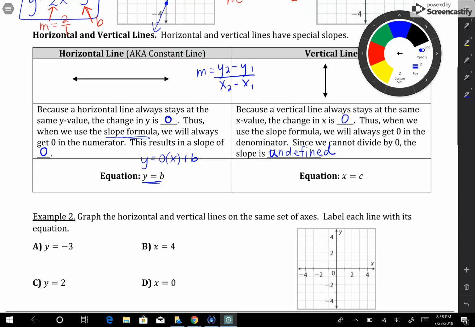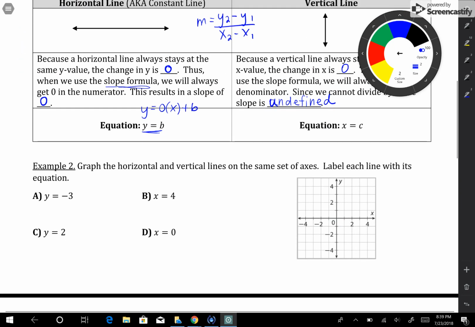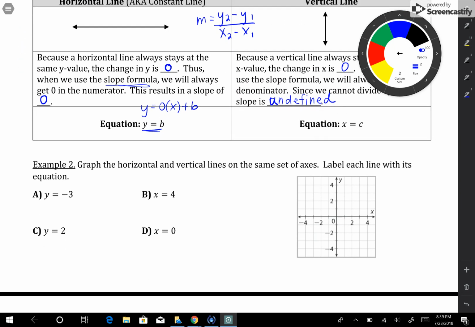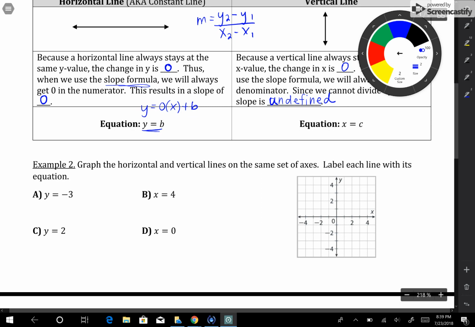Okay, so let's graph a couple vertical and horizontal lines. Graph the horizontal and vertical lines on the same set of axes. Label each line with its equation. So I'm going to start with letter A. Y equals -3. So this is technically in slope-intercept form with a slope of 0. This is our horizontal line. Everything is staying at -3. So that would be right down here. Y equals -3.